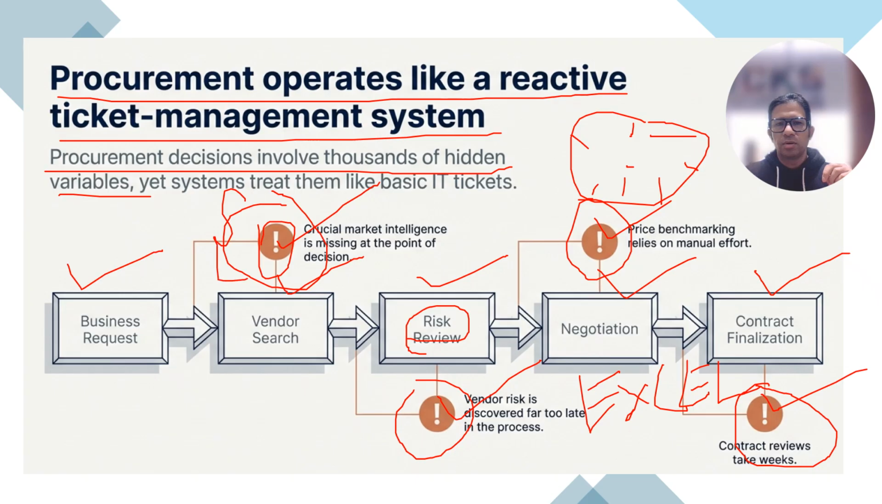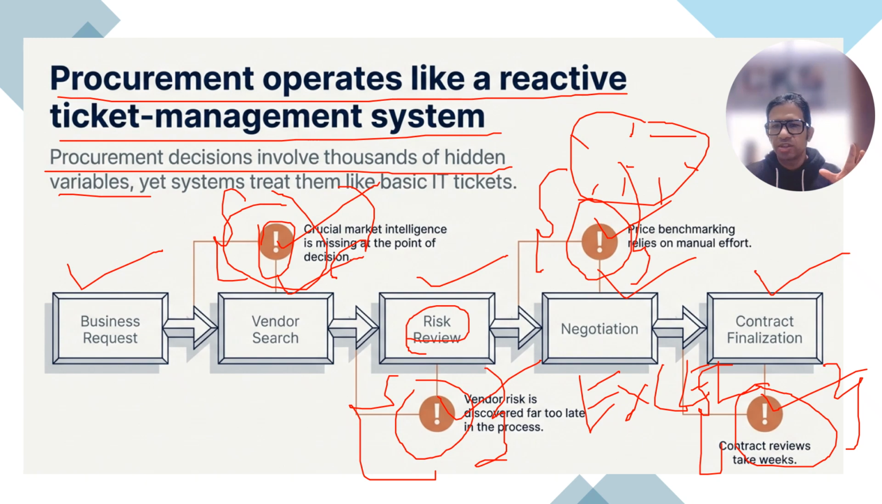See, all these bottlenecks, all these warning points are symptoms of one big problem. Procurement intelligence arrives too late. So ProcureMind operating system, OS, is designed to flip this entire model.